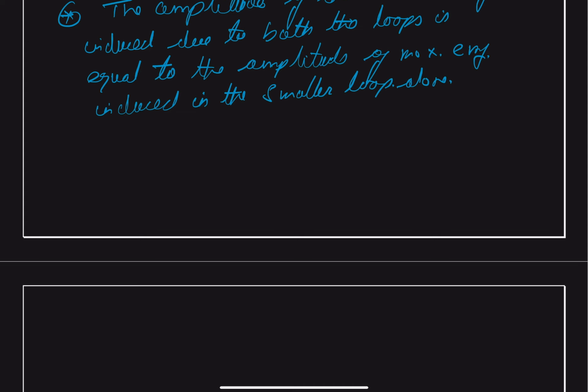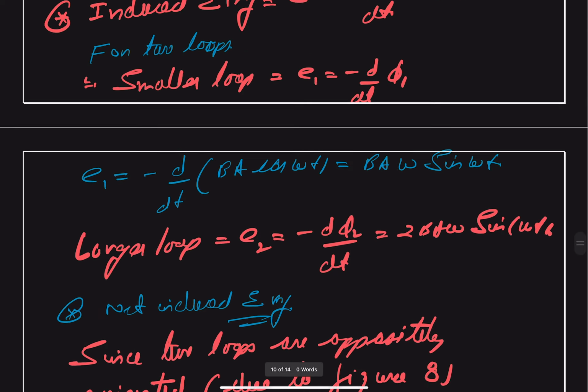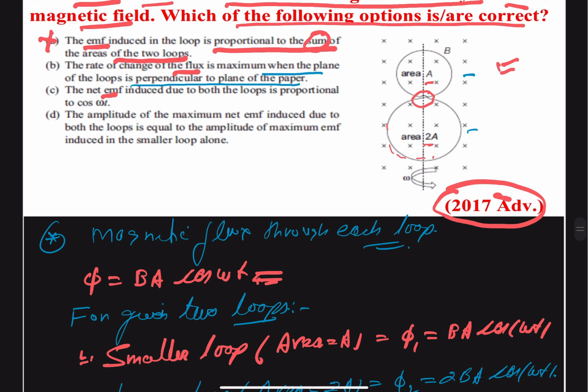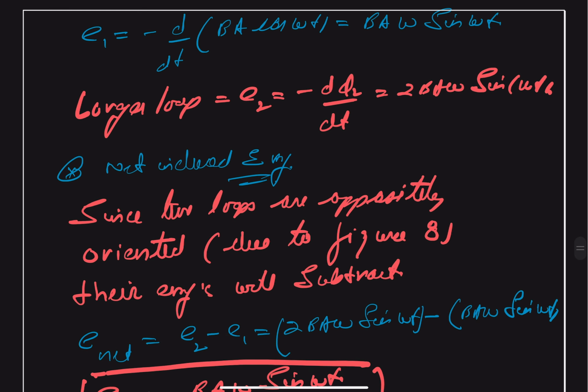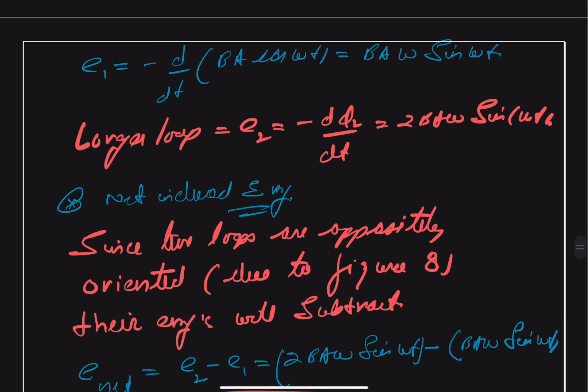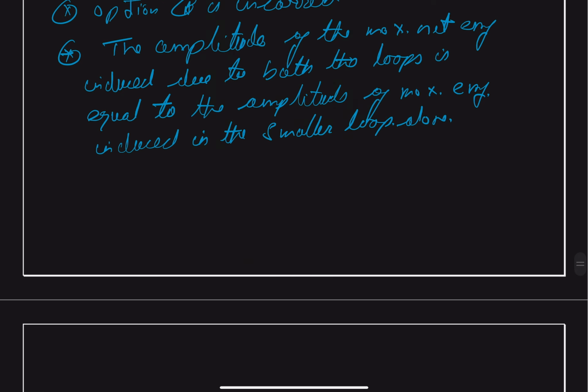And next is option C, the net EMF induced is proportional to cos of omega t, whereas we found out the EMFs induced E1 and E2 are proportional to sine omega t. It is proportional to sine, not to cos. Therefore, option C is incorrect.